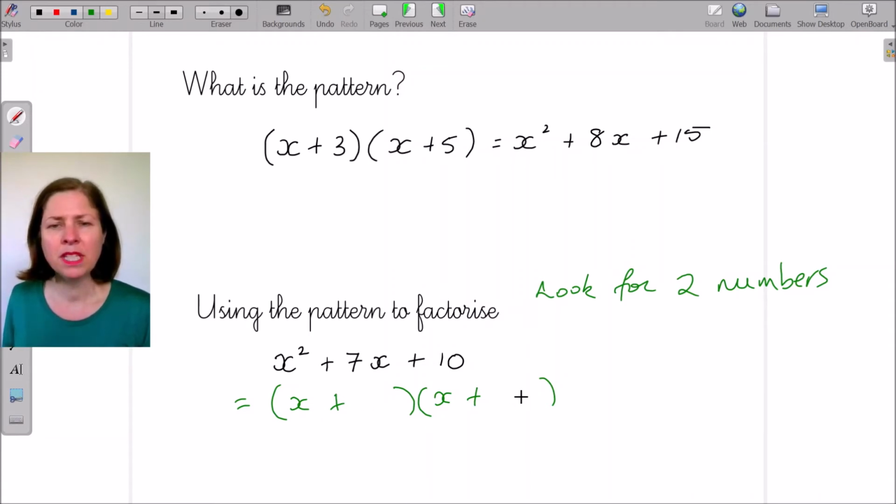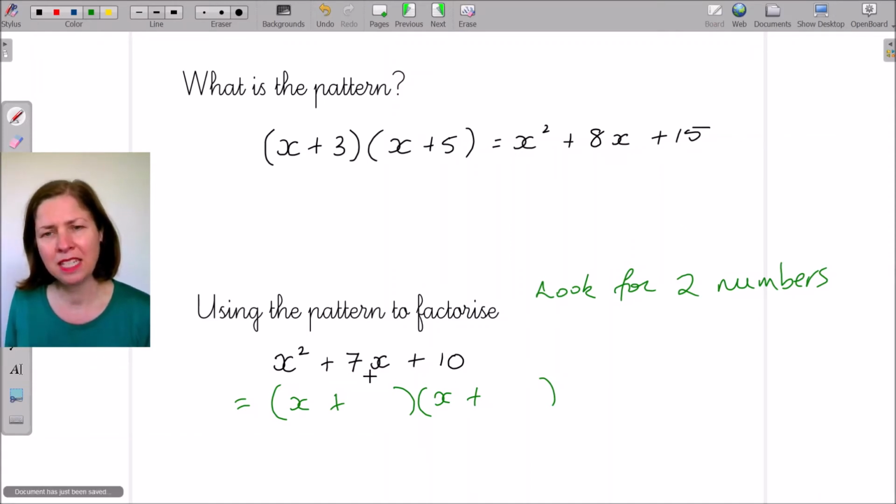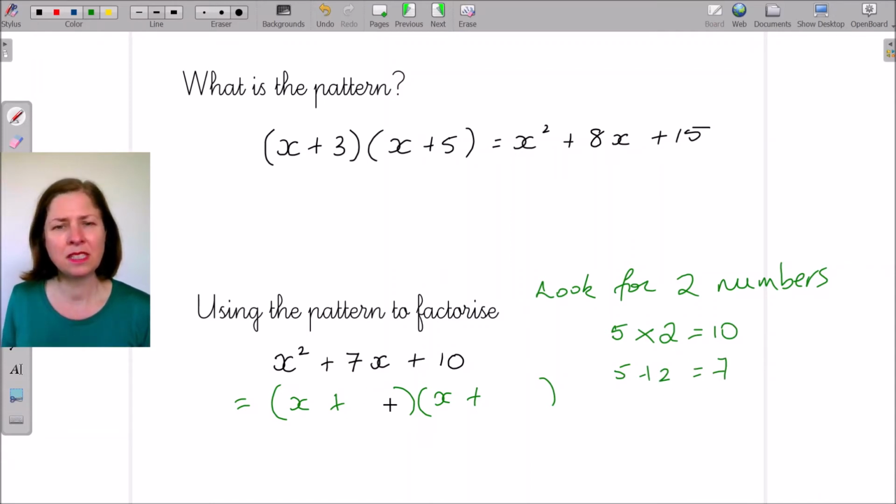So the numbers I'm looking for are the somethings here, but I know that these two numbers are going to add to give me 7 and are going to multiply to give me 10. So pause for a minute. Think if you can think of two numbers which multiply to give me 10 and which add to give me 7. And the answer is that 5 times 2 gives me 10 and 5 plus 2 gives me 7. So this is simply x plus 5 and x plus 2, or you could write them the other way around.